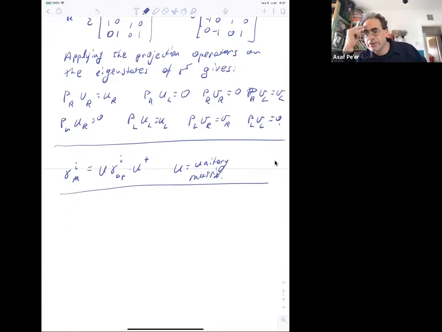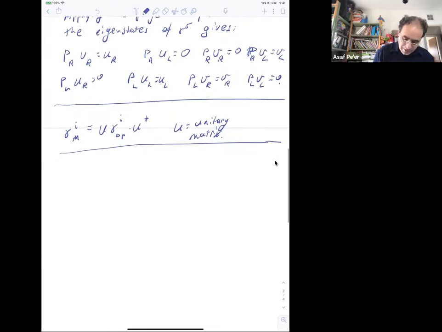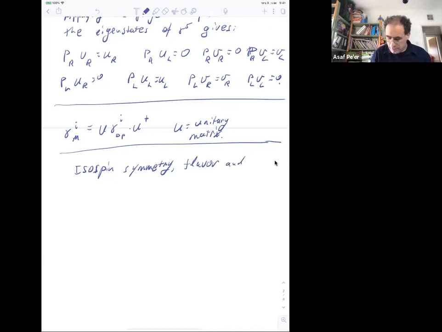Today is basically defined as a tutorial, and again, it's going to be a long tutorial because I want to cover two different aspects which we partially discussed. One is called the Isospin Symmetry, and the second is the flavor in the CKM matrix. CKM is Cabibbo, Kobayashi, and Maskawa. So today's topic is Isospin Symmetry, flavor and the CKM matrix. So it's really two topics.